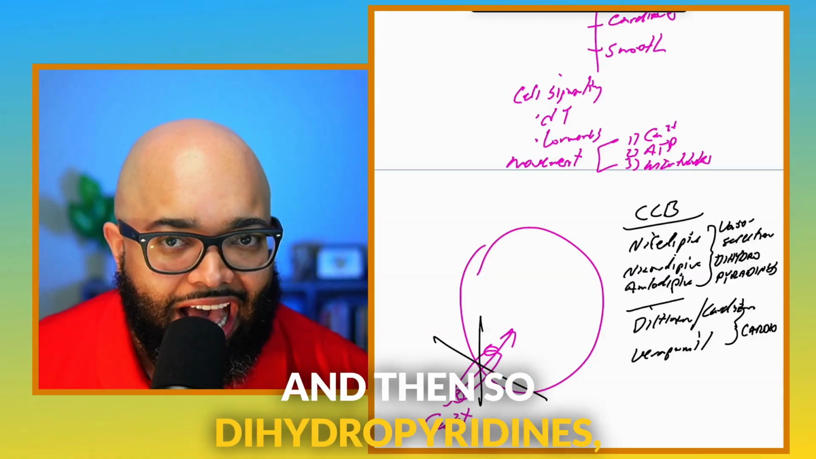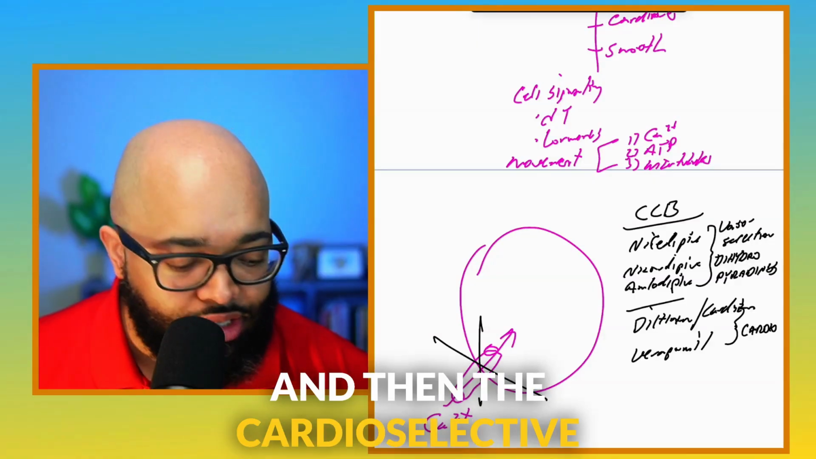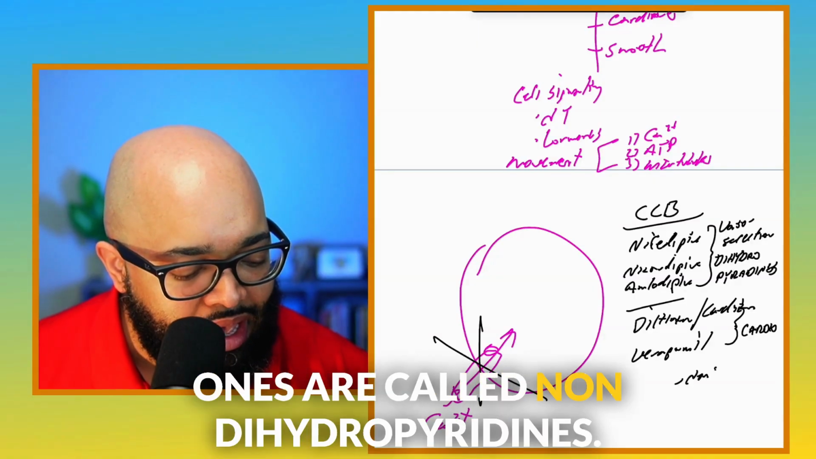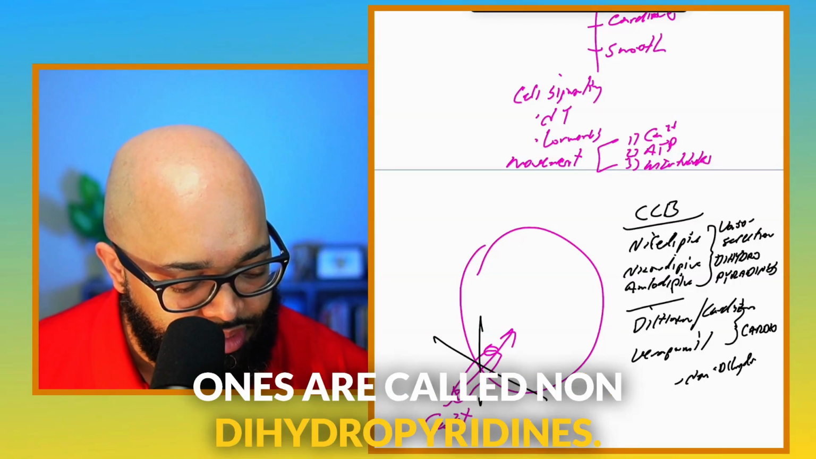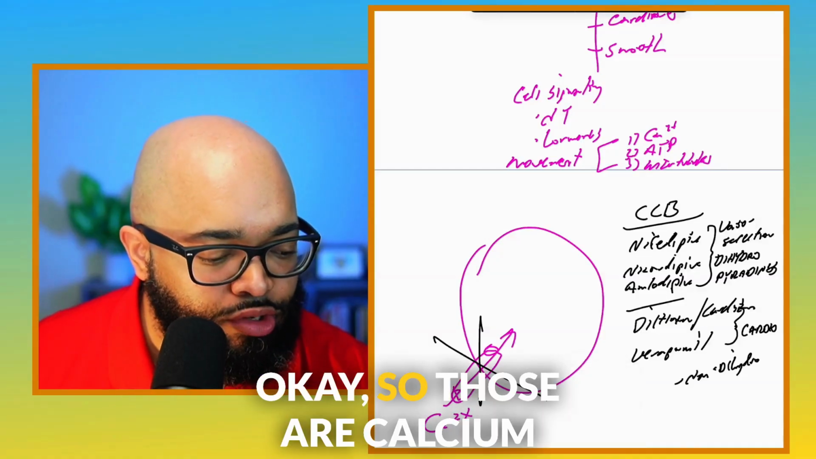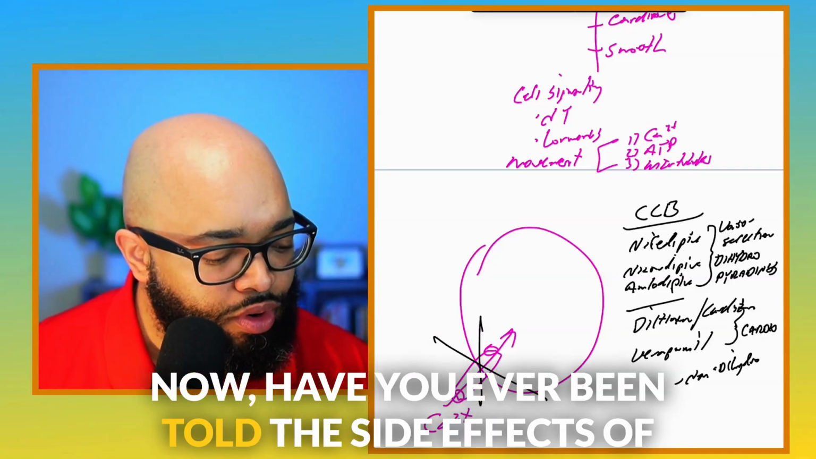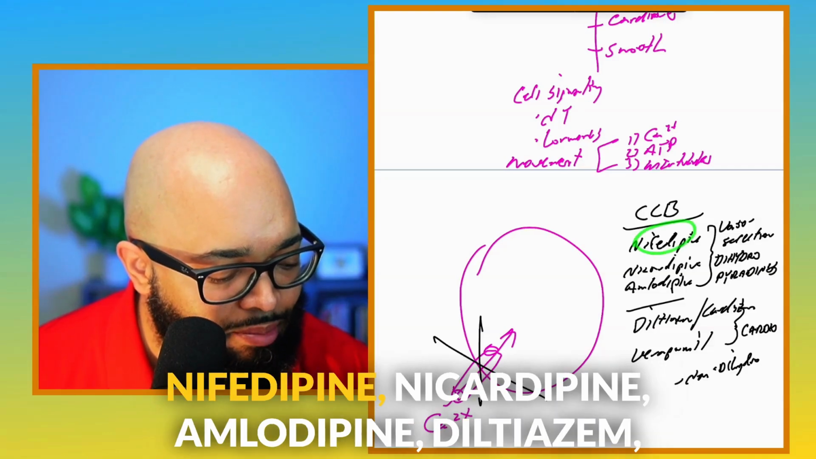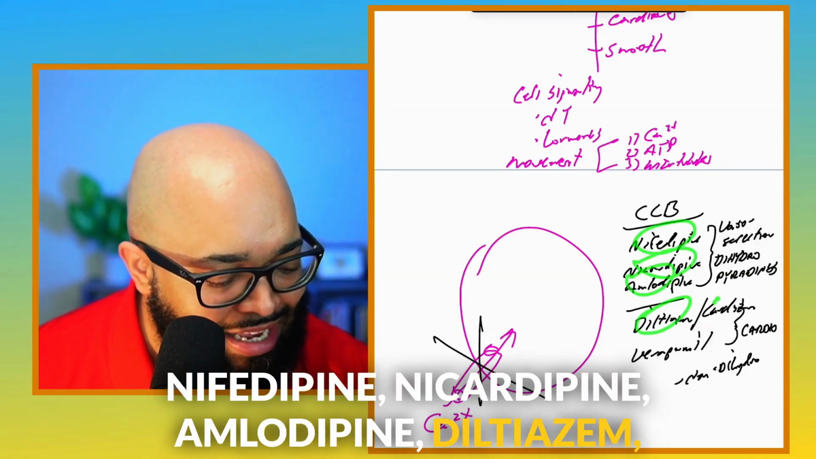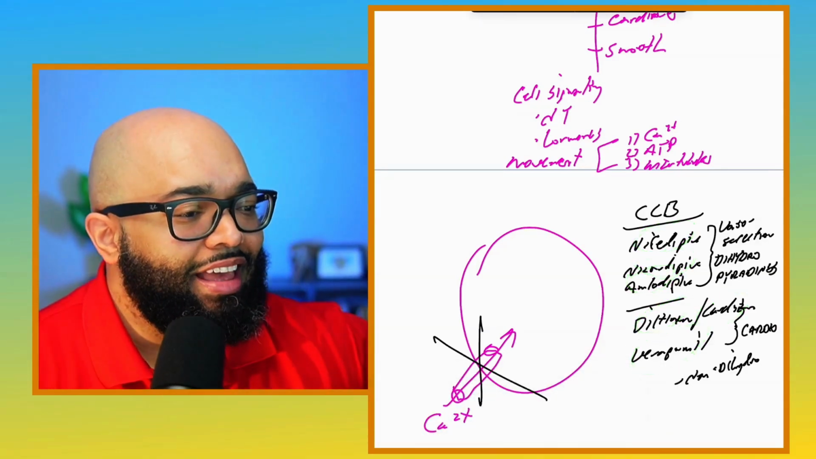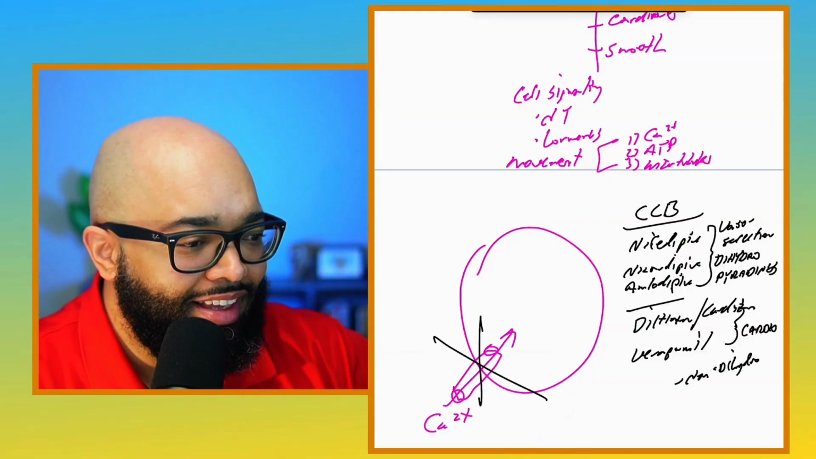And then, so dihydropyridines, and then the cardioselective ones are called non-dihydropyridines. Okay? So those are calcium channel blockers. Now, have you ever been told the side effects of nifedipine, nicardipine, amlodipine, diltiazem, Cardizem, verapamil? Have you ever read that?